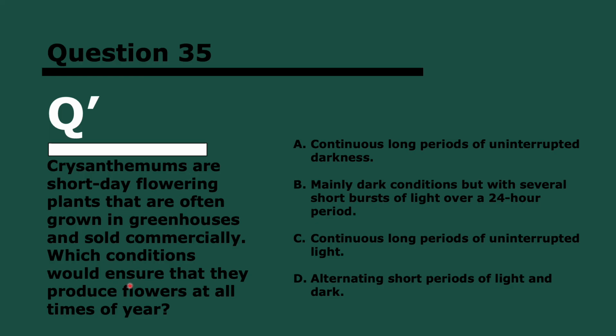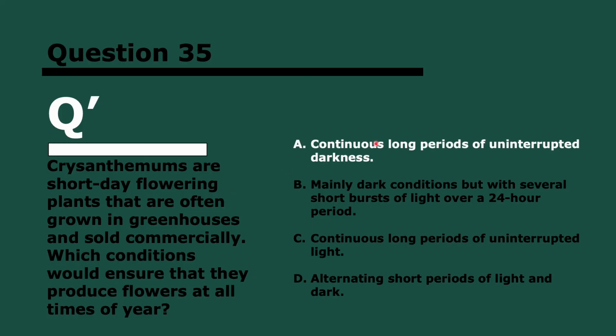Which conditions would ensure that they produce flowers at all times of year? And the key here is short-day flowering. So 3, 2, and 1. So uninterrupted darkness, right? Remember, short-day flowering plants flower when days are short, as the name says, so when it's dark a lot of the time, and long day when there's a lot of light, right? So basically summer versus winter.